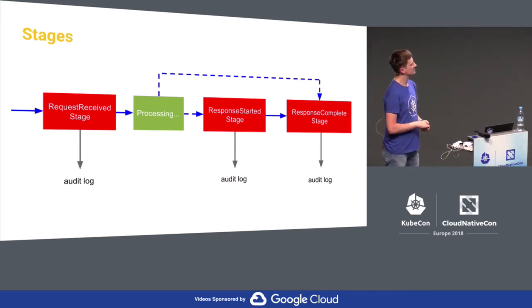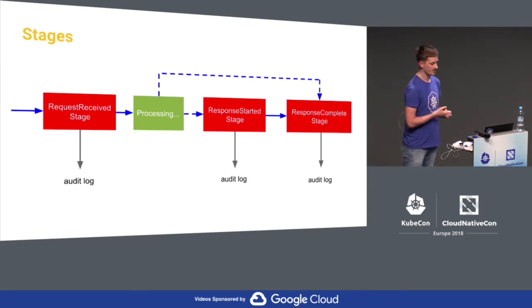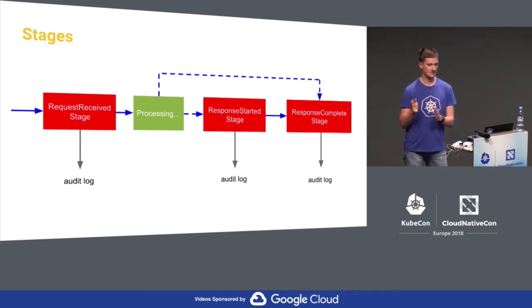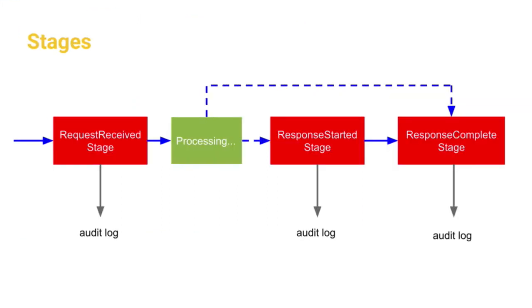Not everyone understands that each request to the API server can actually generate multiple audit logs. So how does it work? Once the audit filter receives a request, a first audit log is generated, and this stage is called the request received stage. Next, we are processing our request, and here we have two different paths depending on the type of your request.